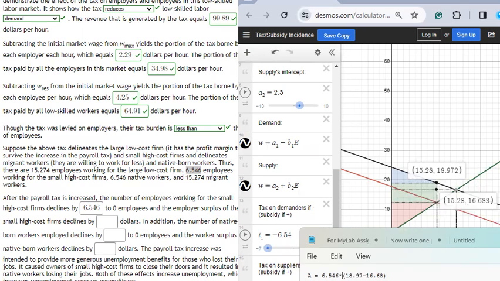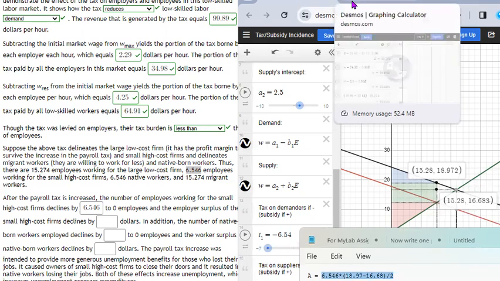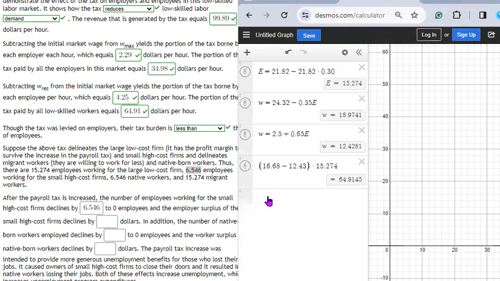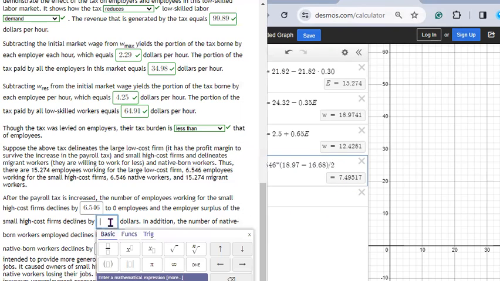So the width of the triangle is the 6.546 loss of employees, the number of employees who lost their jobs, and they all happen to be, by assumption, native-born workers. And then the height of the triangle. And then we have to do what? We have to divide by 2, right? So I need to calculate that value. This is the loss in employer surplus to the high-cost small firms, right? And I get 7.50.